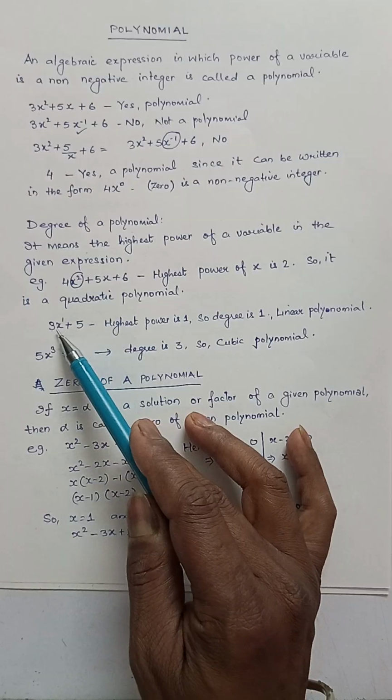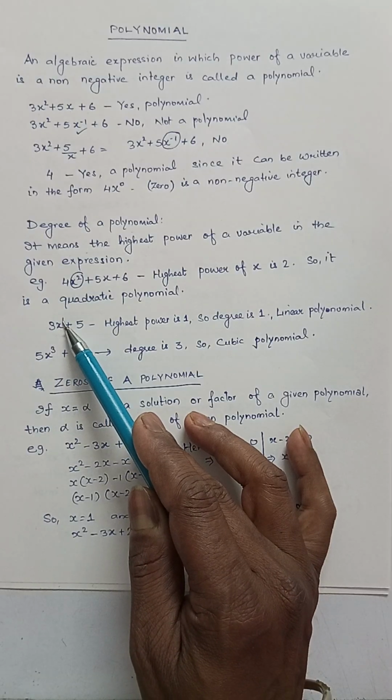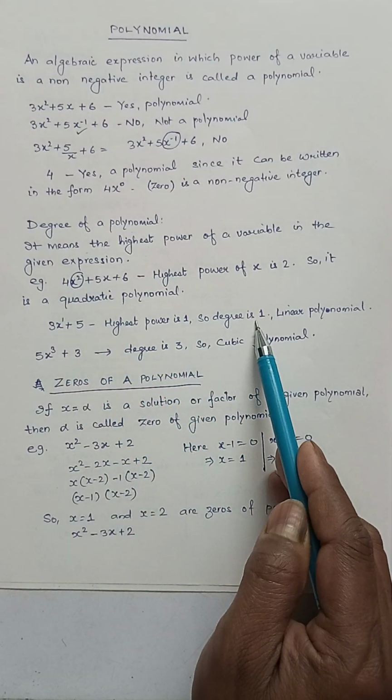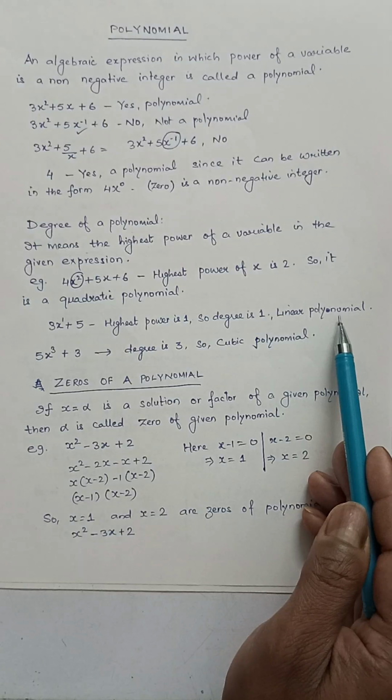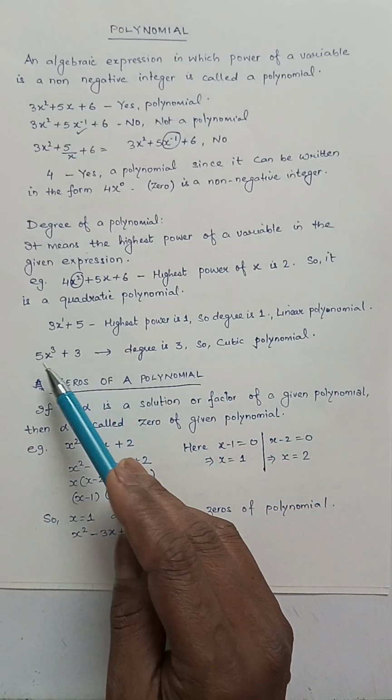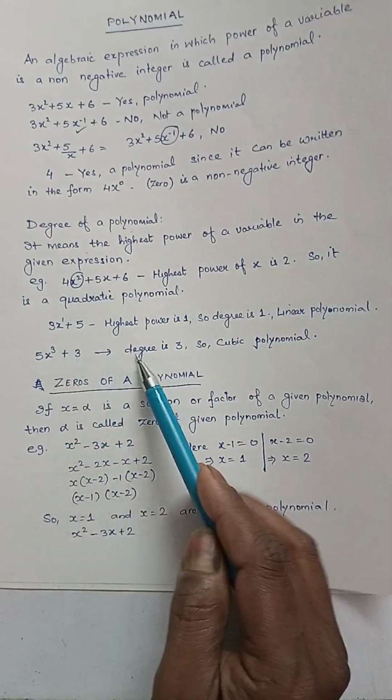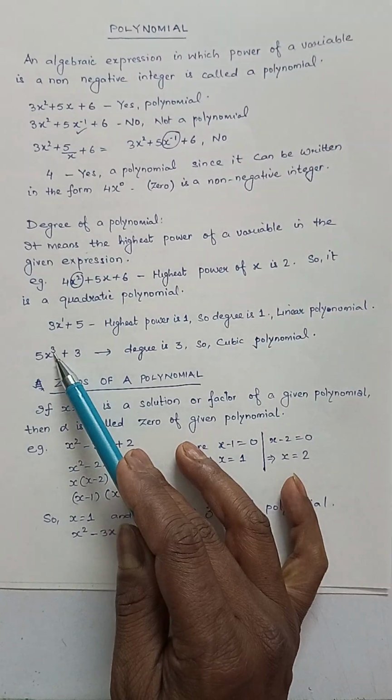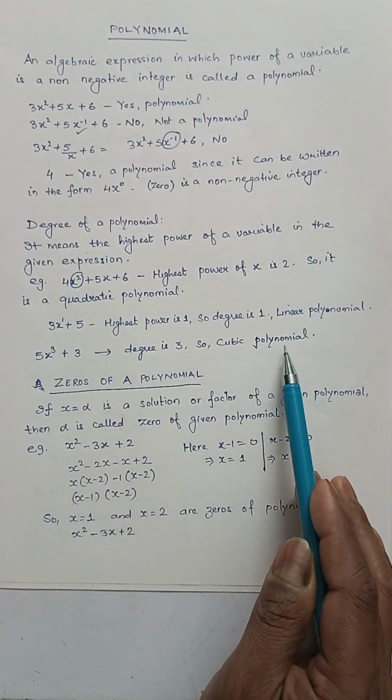3x + 5, here the highest power of x is 1, so the degree is also 1, therefore it is a linear polynomial. 5x³, here the degree of x is 3, therefore it is a cubic polynomial.